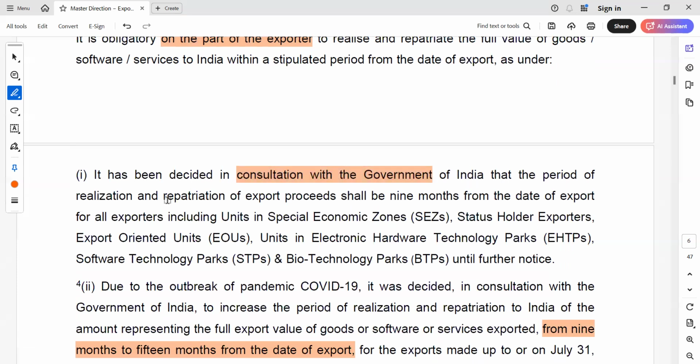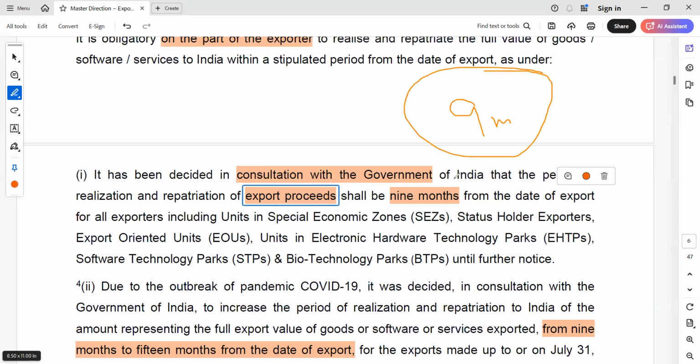period of realization and repatriation of export proceeds shall be 9 month. फिर जो भी नॉर्मल एक्सपोर्ट है उसका जो प्रोसीड्स है, ओके, whatever the proceeds of the export, वो 9 मंथ के अंदर जो है वो आ जाना चाहिए, ओके। Before 9 month, it is very important, within 9 month it should be done. Suppose somebody has done the export, so within 9 month the payment should be received.